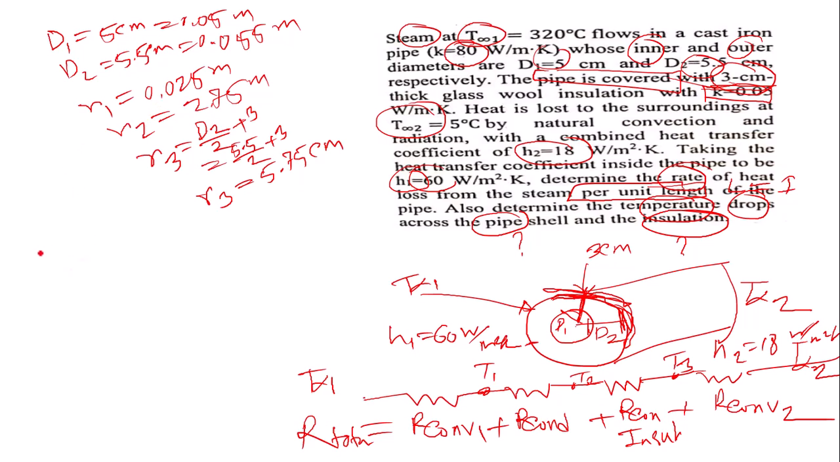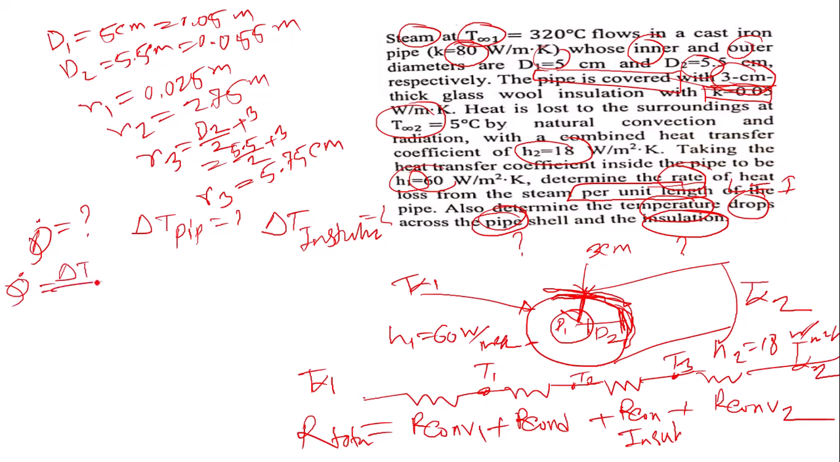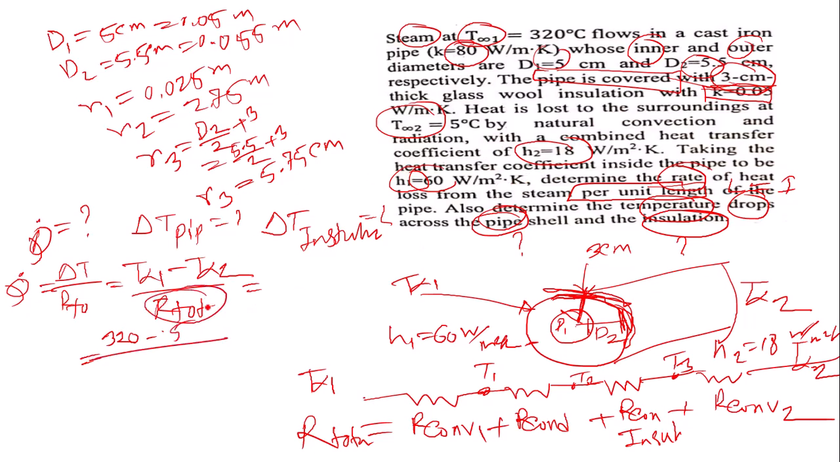We have to find the heat rate, the pipe temperature drop, and also the temperature drop across the insulation. So we know Q rate equal to delta T divided by R total. Delta T is T infinity 1 minus T infinity 2, divided by R total. We know 320 minus 5, but we don't know the total resistance. We have to find this total.